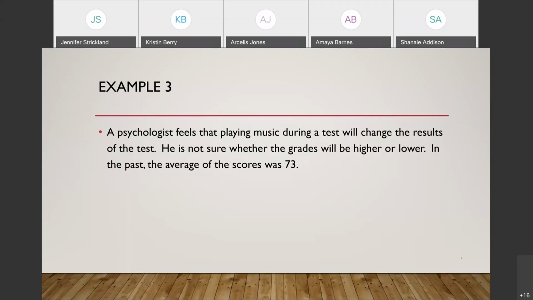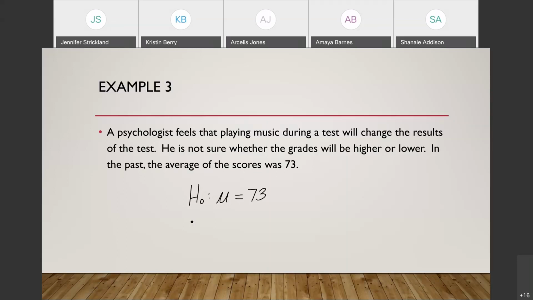Okay, so again, the null hypothesis, the first one, basically says nothing changes. So he plays the music during the test. Test scores don't really change. So what am I going to write? That the average is... nothing changes. What am I going to write? Equal to 73, right? Stays the same. Test average was 73. I now play the music. Nothing changed. It's still 73.